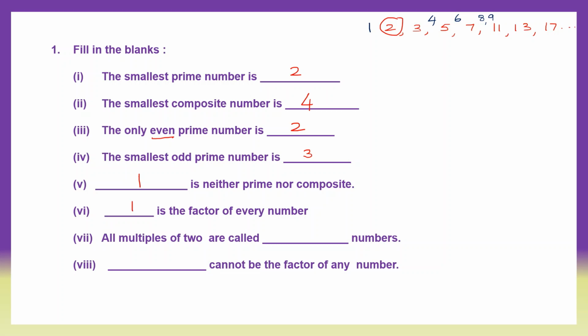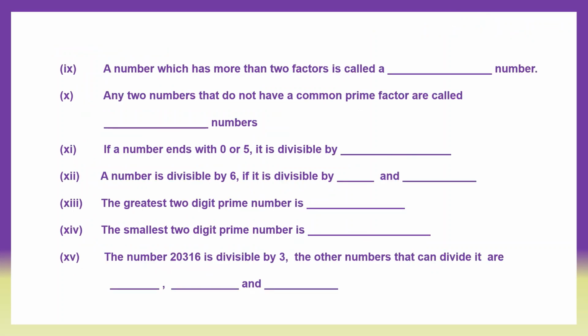All multiples of 2 are called even numbers: 2, 4, 6, 8, 10, 12, etc. Now, dash cannot be the factor of any number. That's 0. 0 cannot be the factor of any number. Now, questions 9 onwards, again, it's all displayed. First, write out the answers and then cross-check with my answers. A number which has more than two factors is called a composite number.